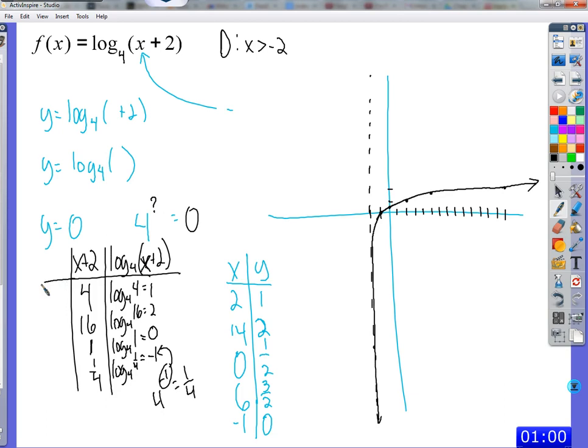This is what explains why we get a shift to the left 2, because what does x have to be to get 4? Two. Not 4, but 2, 2 less than 4. And what does it have to be so that we get 16? 14. What does it have to be so that we get 1? Negative 1. What does it have to be so that we get 1 fourth? Negative 1 and 3 fourths. Negative 1 and 3 fourths and negative 1. So there's our shift to the left 2. We've got to pick x values that are 2 less than normal to get the same y values, simple y values that are easier to deal with.